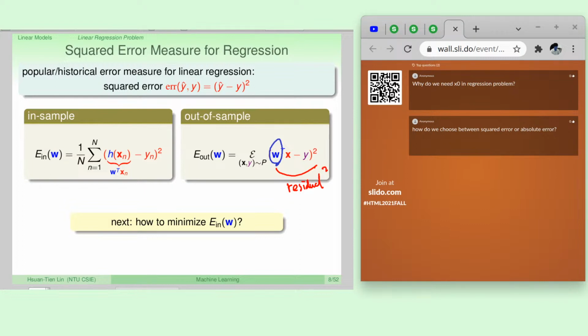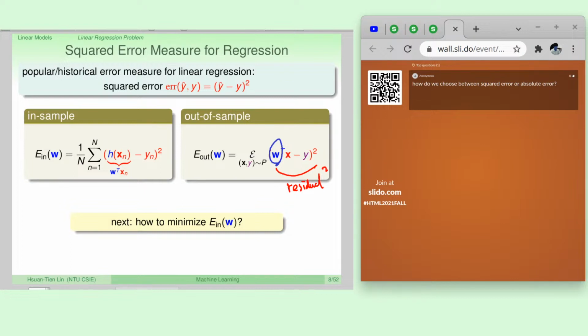How do we choose between the squared error and the absolute error? Okay, that's a good question. In terms of evaluating the difference between two values, you can take the absolute value, you can take the square value, you can take the difference to degree 1126, and so on. Different formulas have their different effects on the algorithm.